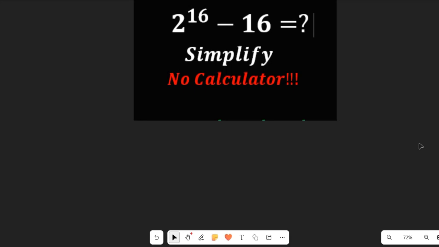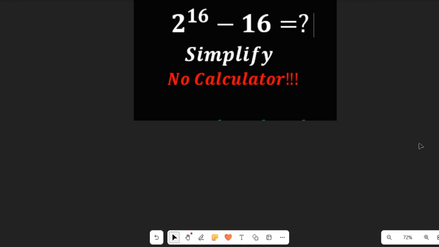Hello, can you solve this using just algebraic expressions without the use of a calculator? Some might find it so funny, but we can. 2 to the power of 16 minus 4 to the power of 16 equal to what? Let's try solving it together and see how we can use just the algebraic formulas in solving this.